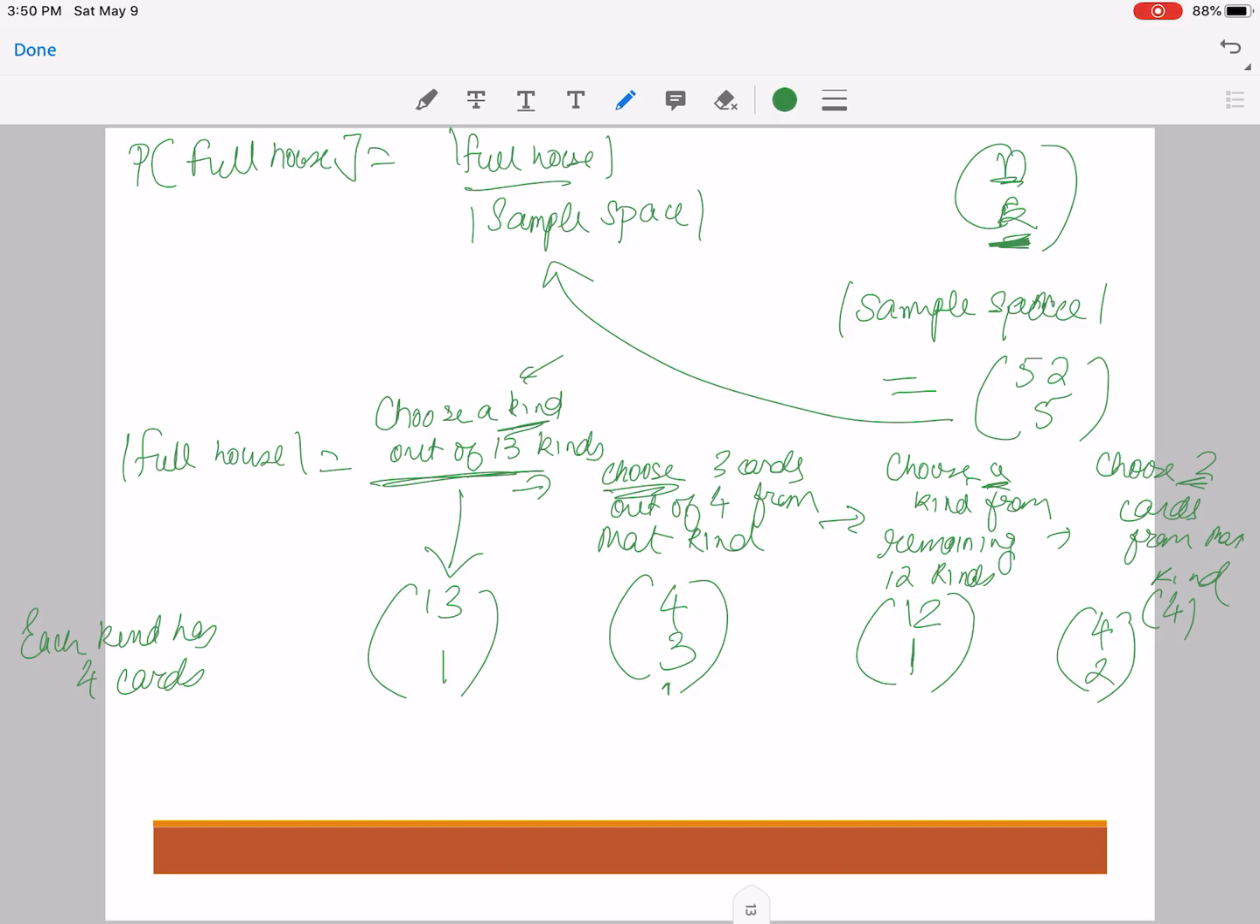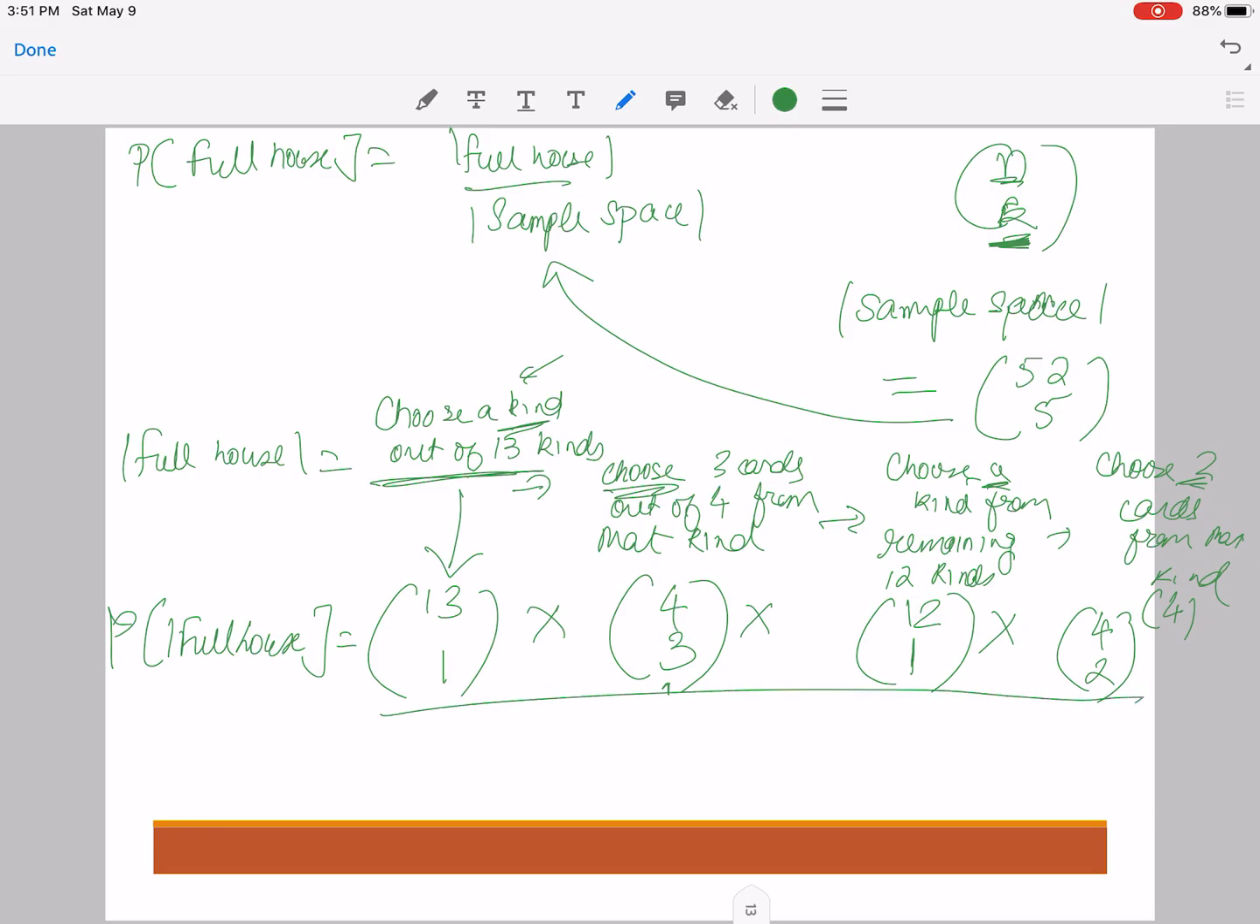Now these are the sizes of the individual sub-experiments. I'll multiply these sizes to get the cardinality of the full house. So probability of full house now is this entire multiplication term divided by 52 choose 5. So that gives you probability of a full house.